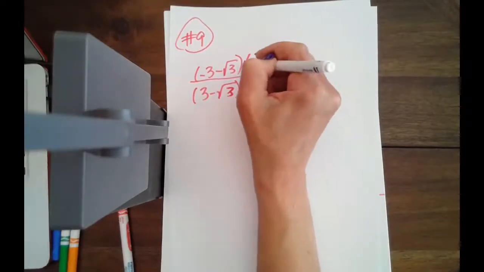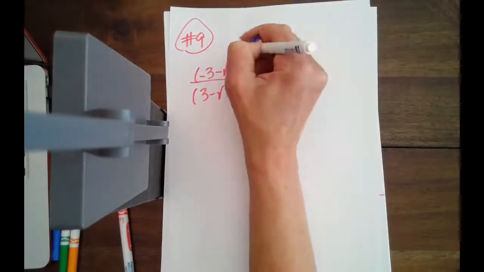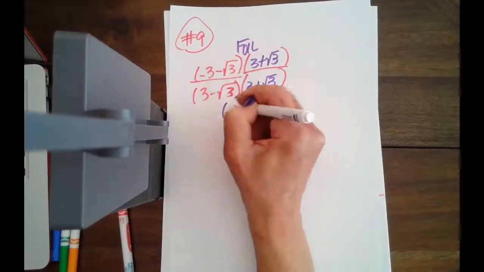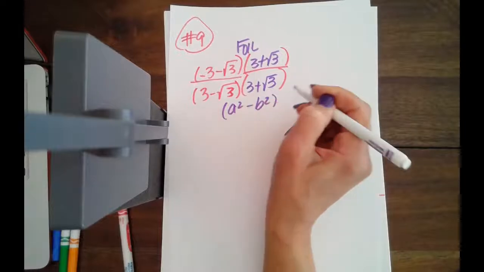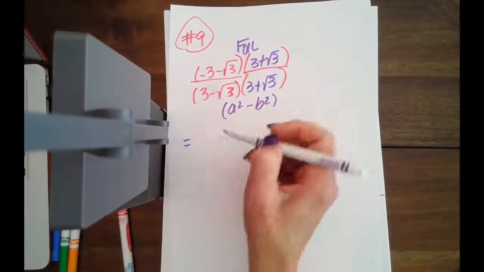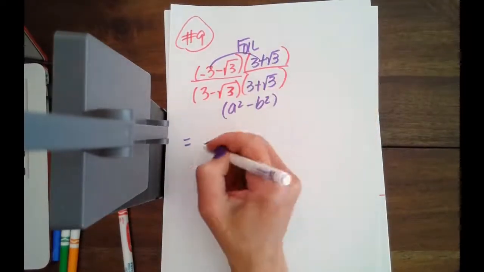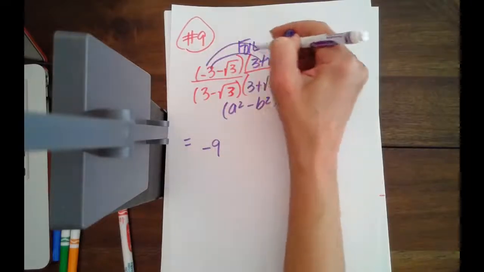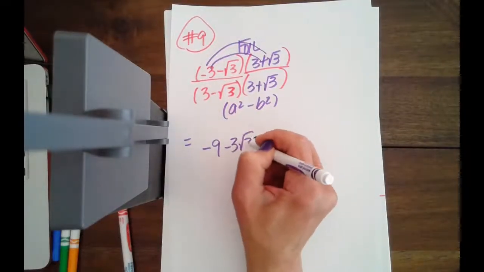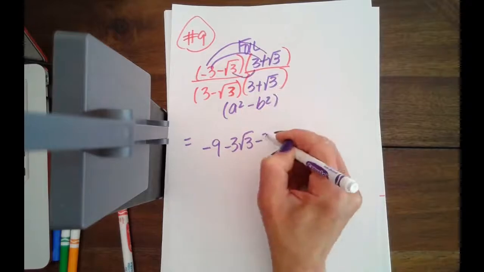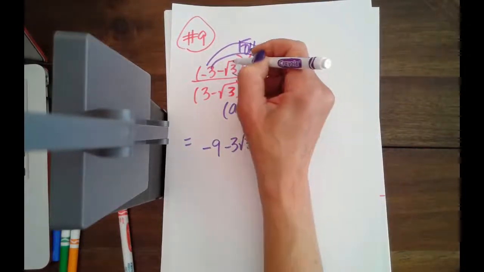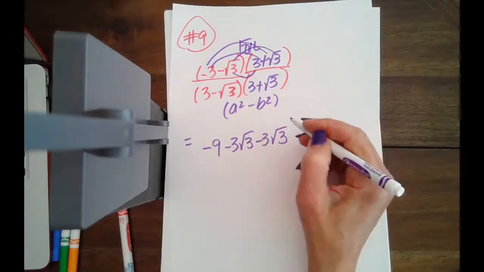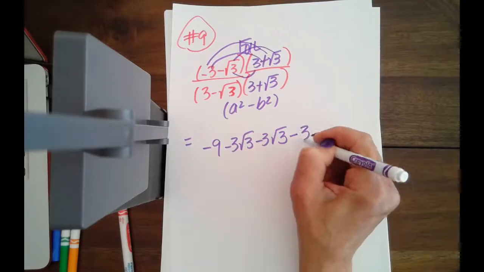So you're going to FOIL this. And this is going to end up being a squared minus b squared, okay? So if we FOIL the upstairs, we're going to have negative 3 times 3, that's negative 9. Outer times outer is minus 3 radical 3. Inner times inner is minus 3 radical 3. And last times last is negative times positive, which is a negative, and that's going to be radical 3.